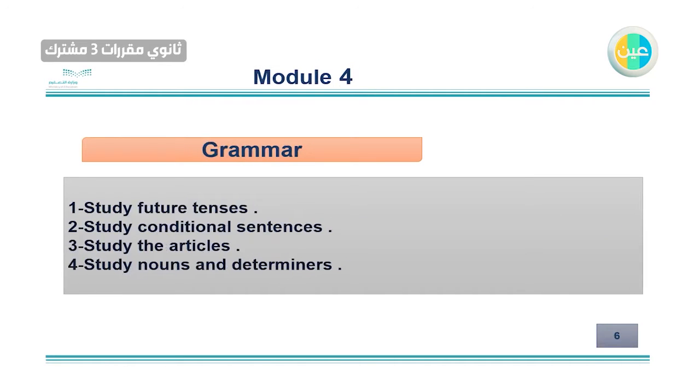Grammar. For grammar, we study different things. We study future tenses in different cases. We study conditional sentences. When I say conditional, I mean also here if, type 1 and 2, and also study, number 3, study the articles, a and an and the, and then study nouns and determiners.